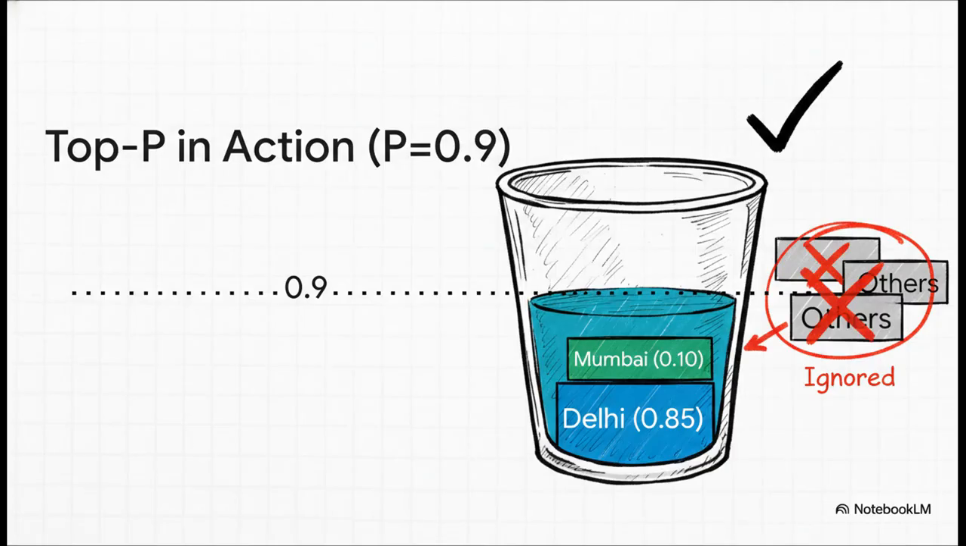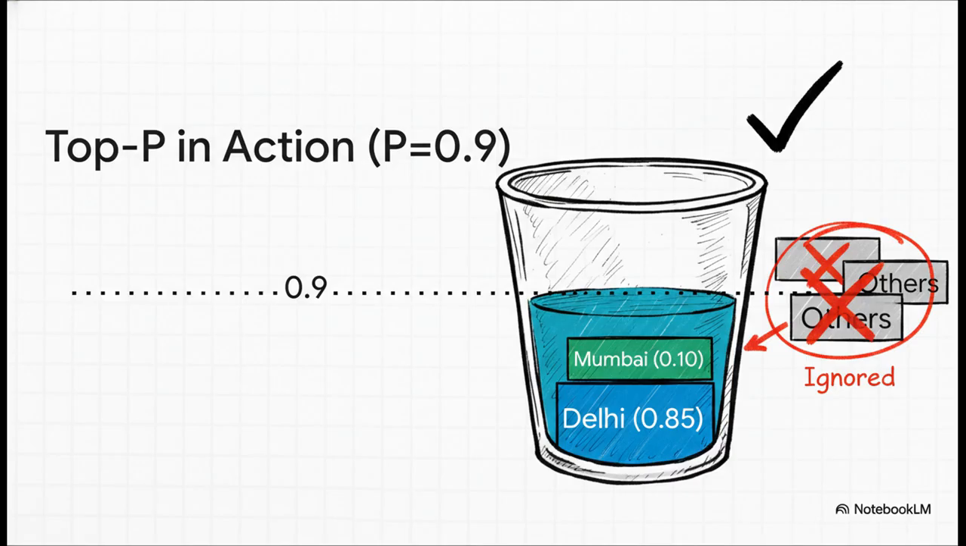So in our example, if we set top P to 0.9, the model first looks at Delhi, which has a probability of 0.85. That's not enough to hit our 0.9 target. So it adds the next word, Mumbai, which is 0.10. Together, their combined probability is 0.95. Boom. That crosses our threshold, so the model stops right there. Only Delhi and Mumbai are even considered.